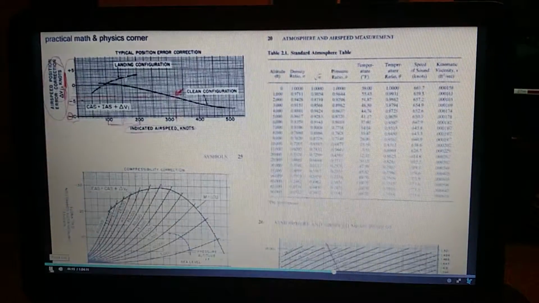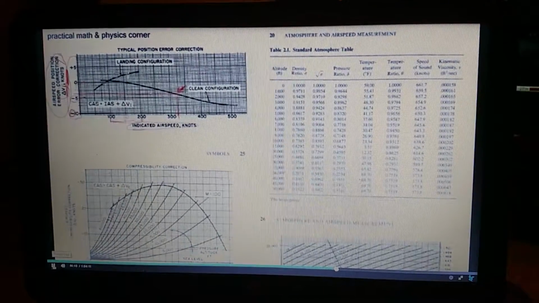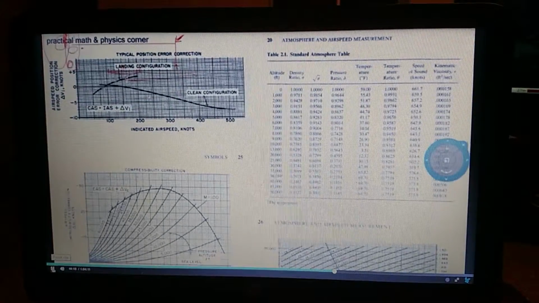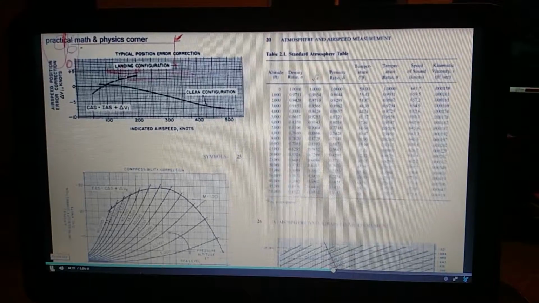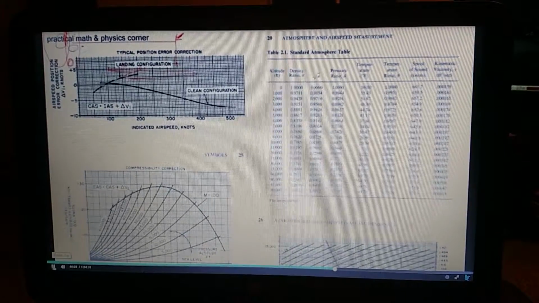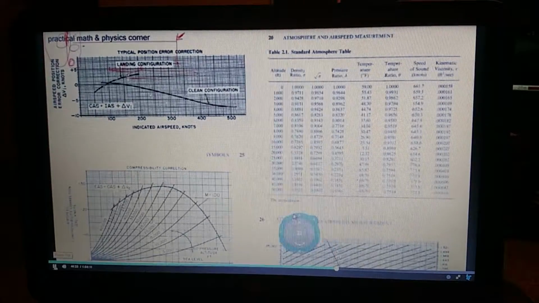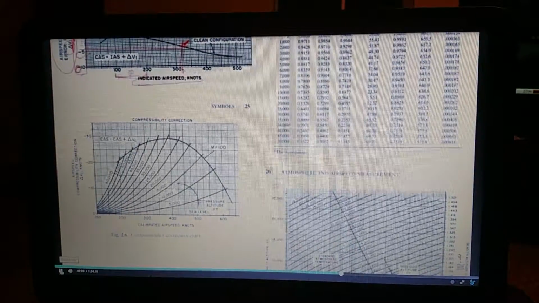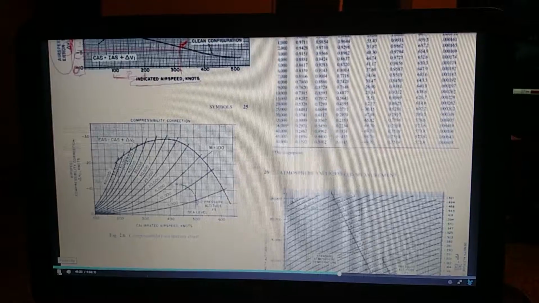So how to read that chart here? Let me move that up a little. Let me move that one up a little. Here we go. Okay, and then let's move the other one out of the way completely.